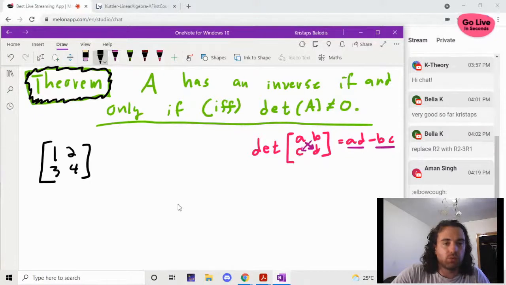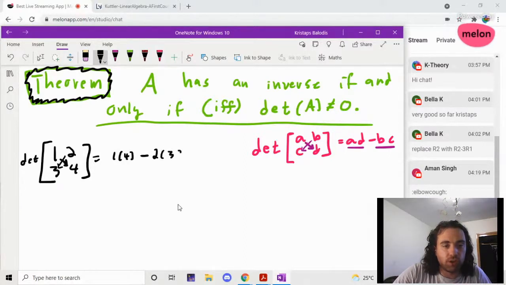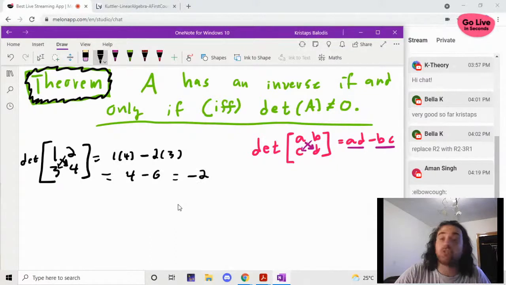So let's check our formula. The determinant of this matrix, according to our formula, should be down and to the right, which is 1 times 4, minus down and to the left, which is 2 times 3. Well, 1 times 4 is 4, 2 times 3 is 6, and 4 minus 6 is minus 2.